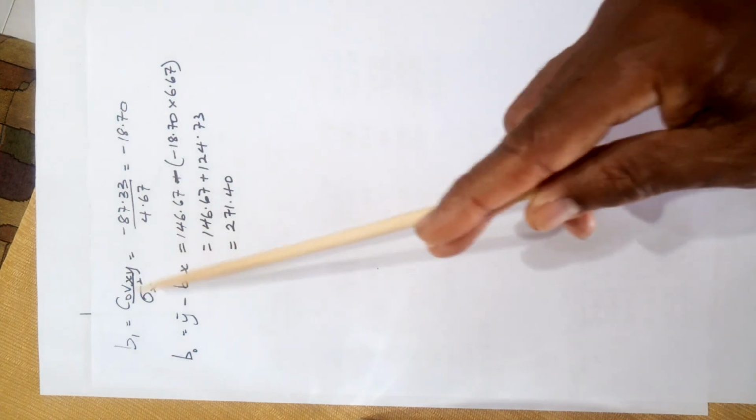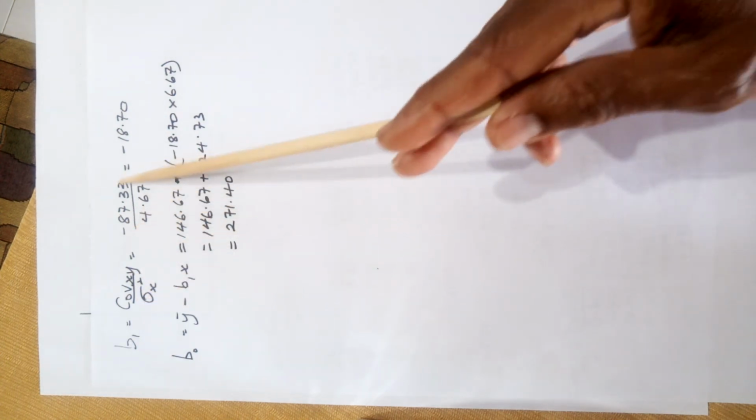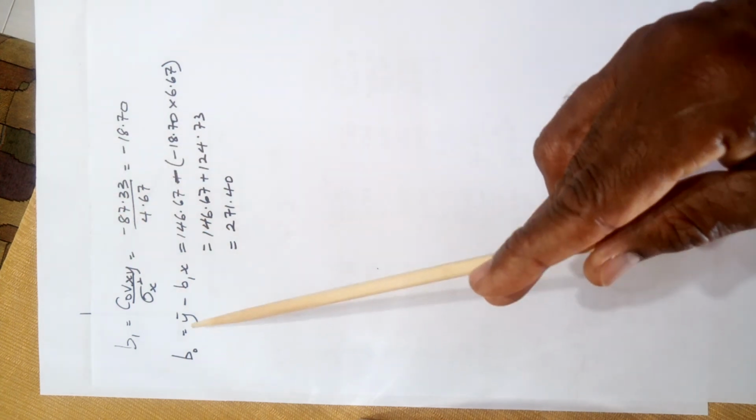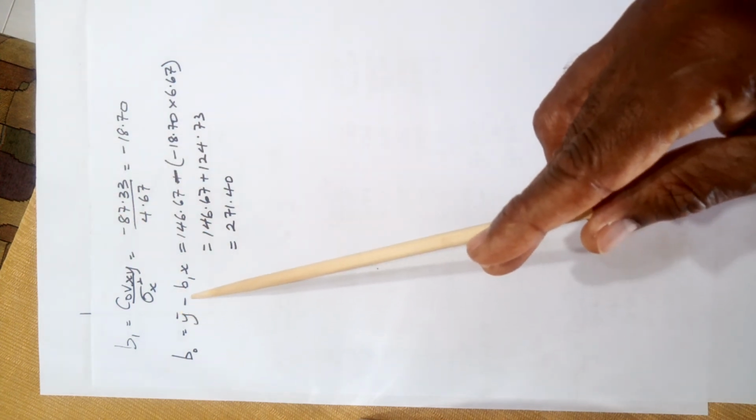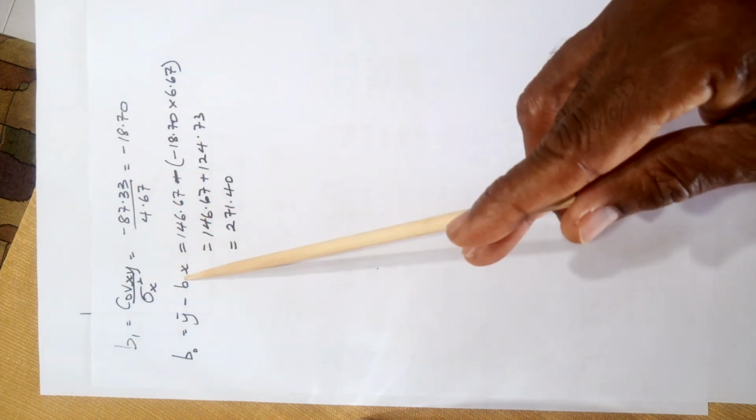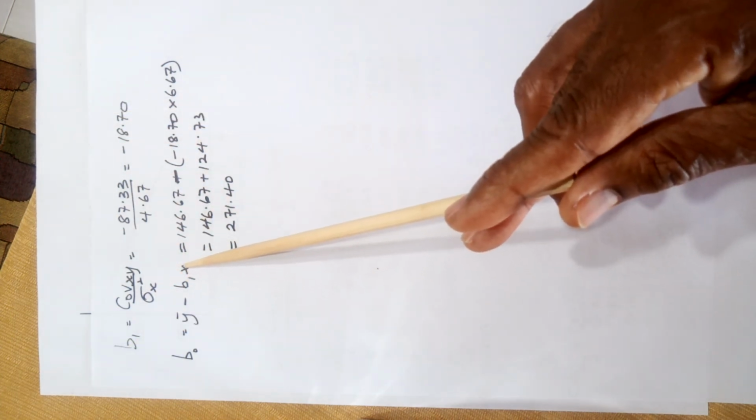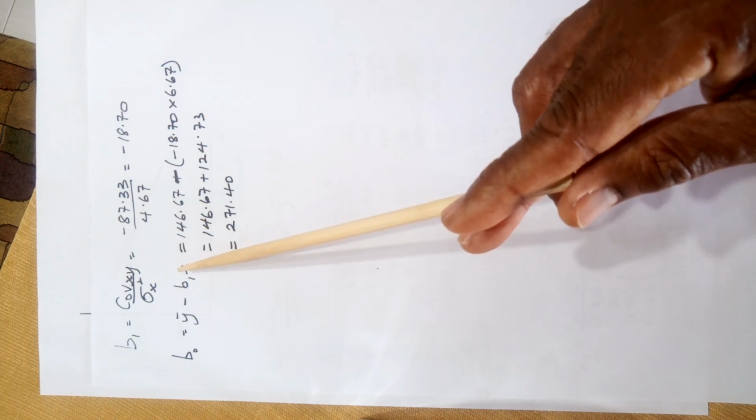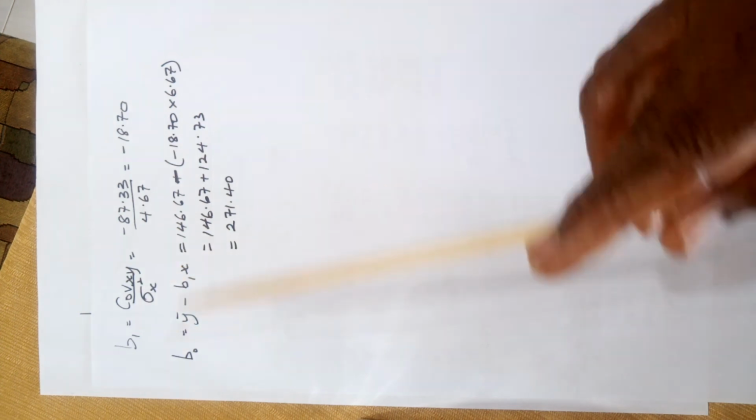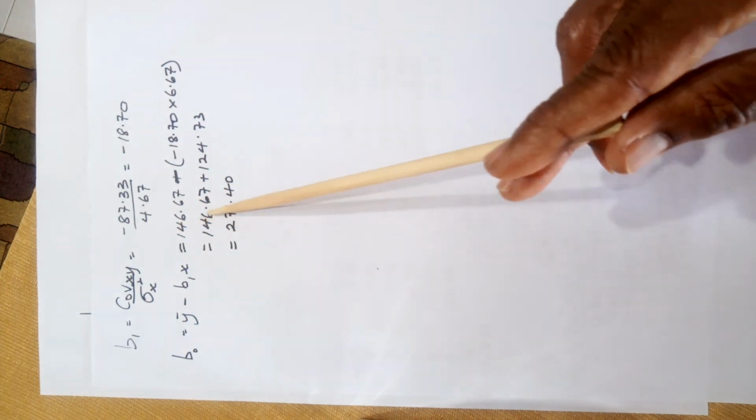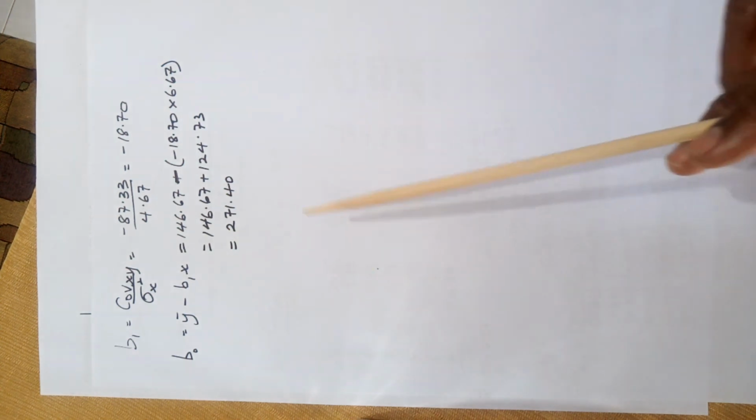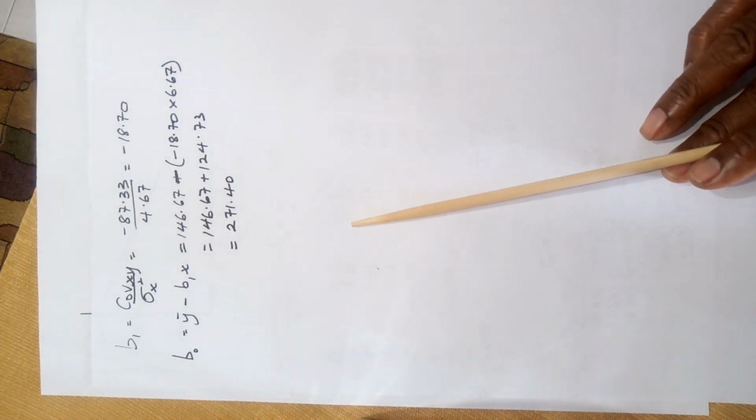b1 is covariance xy over variance x. Bam, bam, done. b0 is y bar minus b1, which we now know to be this, times x bar. Remember that, x bar. So we simply insert the values. b0 is 271.4. So there we go.